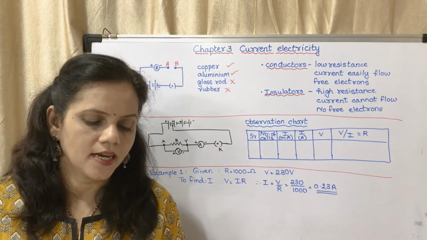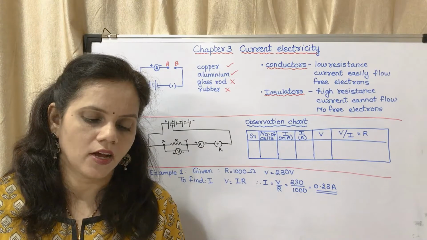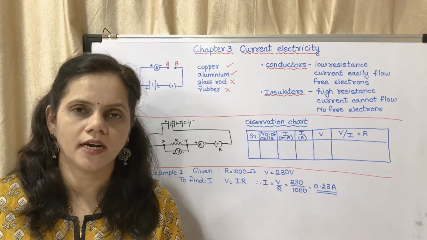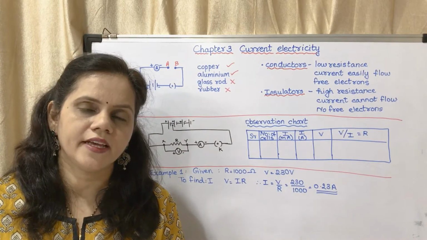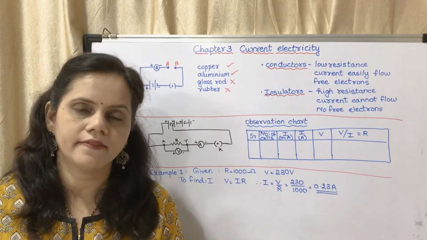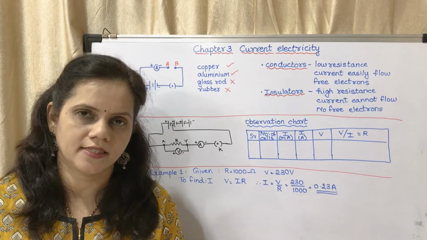The answer is, our body contains various ions which have the tendency to conduct electricity. I repeat, our body contains various ions which have the tendency to conduct electricity.